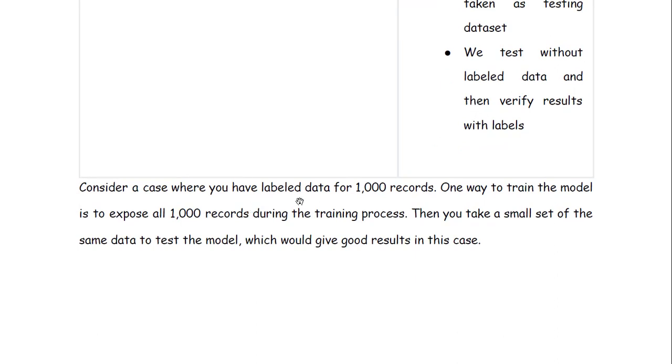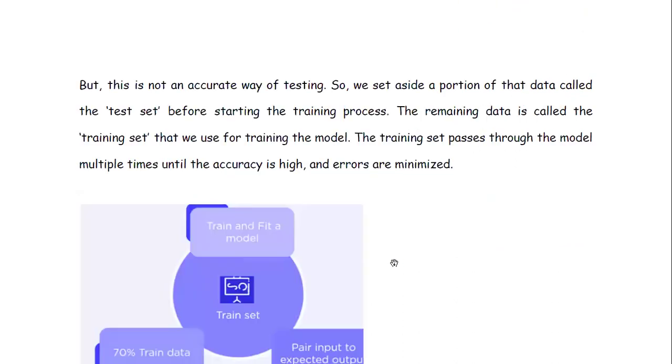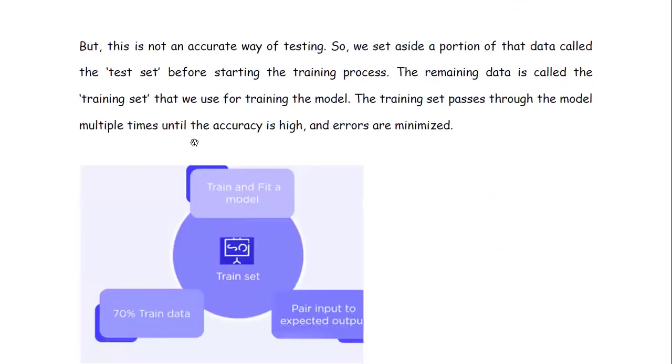Consider a case where you have labeled data for 1,000 records. One way to train the model is to expose all the 1,000 records during the training process. Then you take a small set of the same data to test the model, which should give good results in that case. But this is not an accurate way, so we set aside a portion of the data called the test set before starting the training process. The remaining data is called the training set, which we use for training the model.